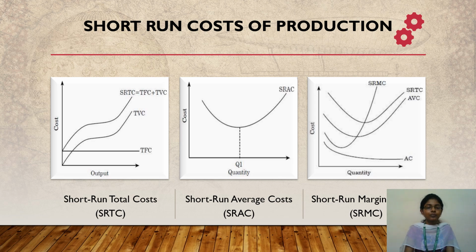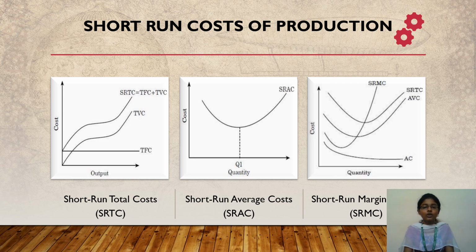It has two main components. One is total fixed cost and another one is total variable cost. Total fixed cost remains constant even when output is zero. It is represented as a horizontal line to the x-axis here. Total variable cost is directly proportional to the output, which means if output increases, total variable cost will also increase. If output decreases, total variable cost will also decrease. Short-run total cost is the sum of total fixed cost and total variable cost.